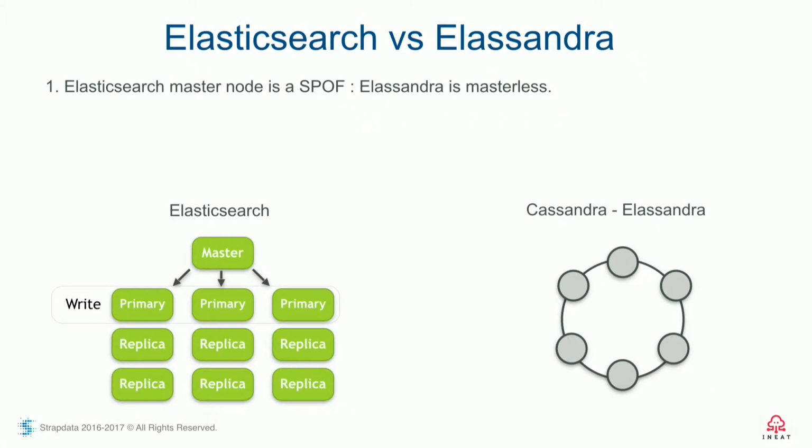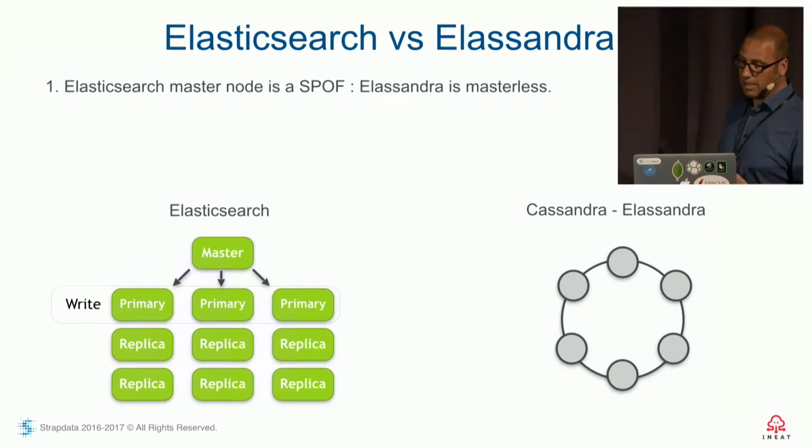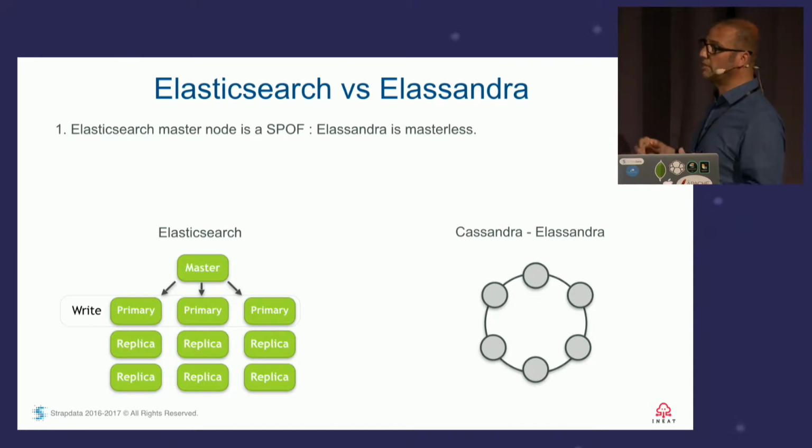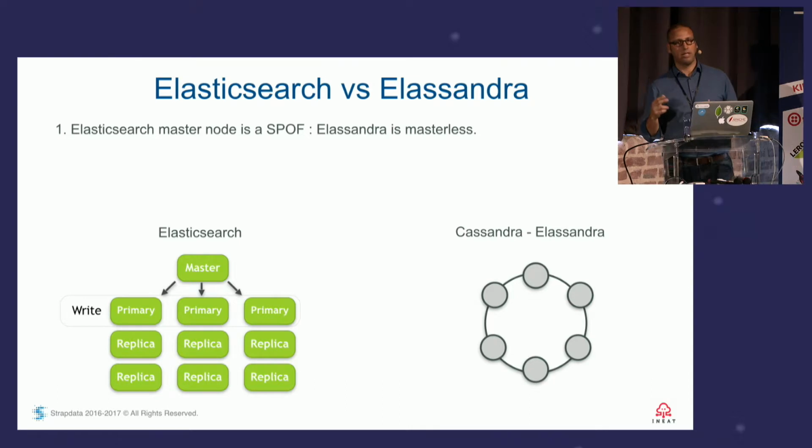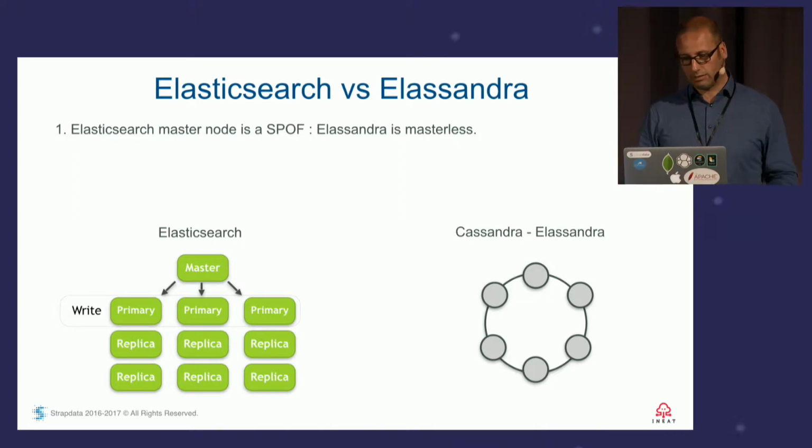So there are also many advantages to running Cassandra over Elasticsearch if you are focused on availability. Elasticsearch relies on a master node to drive configuration changes. And in Cassandra, there's no master node. Every node runs the same code and acts the same. And if you need to change the configuration, you can ask any node to change it. So there's no more master node in Cassandra.